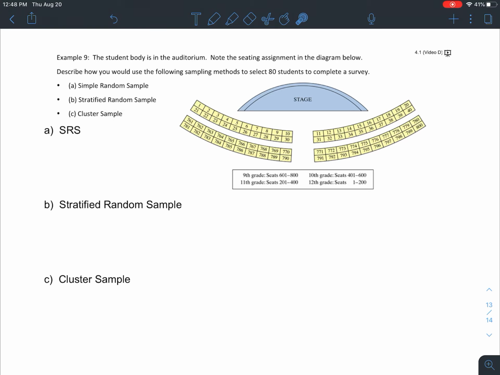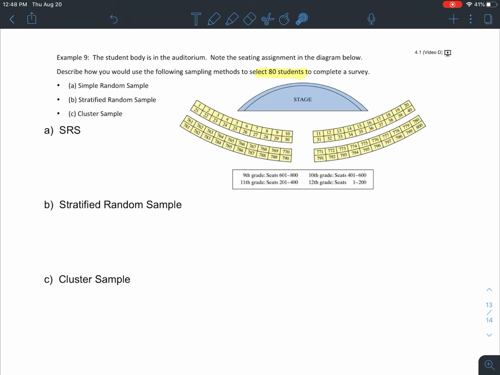Okay, it wants us to describe how you would use the following sampling methods to select. The goal here is to select 80 students to complete a survey. So we want to describe how we could choose 80 students if we were going to use a simple random sample method, or a stratified random sample technique, or finally a cluster sample technique.